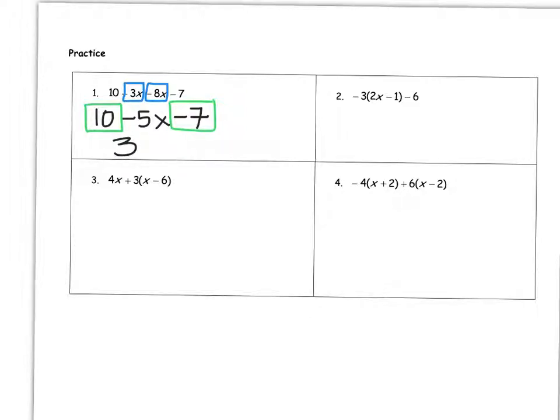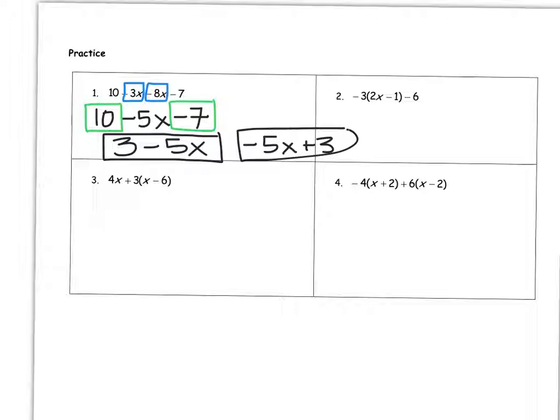So then after I combine those, I still have to worry about my negative 5x, and I can write that right there, and these are not like terms, so I can't combine them. One thing with this problem, depending on how you did it, you might have written your answer in a different way. You might have done the negative 5x first, and the positive 3 second, and those mean exactly the same thing, so it's fine to leave that just like that.